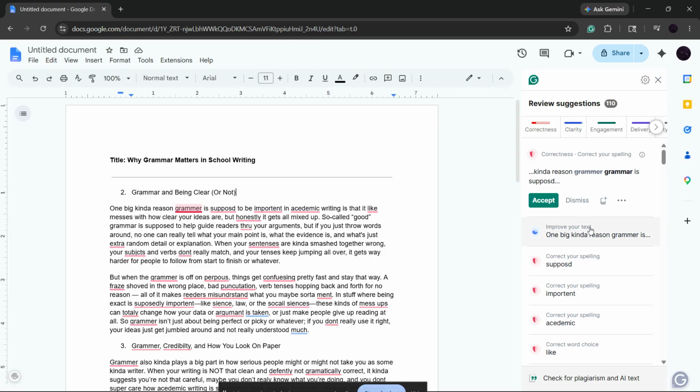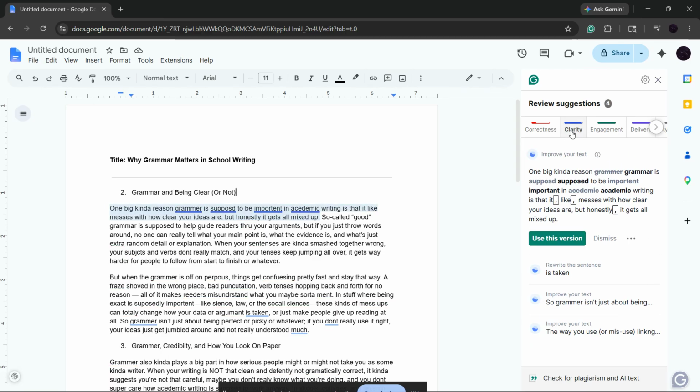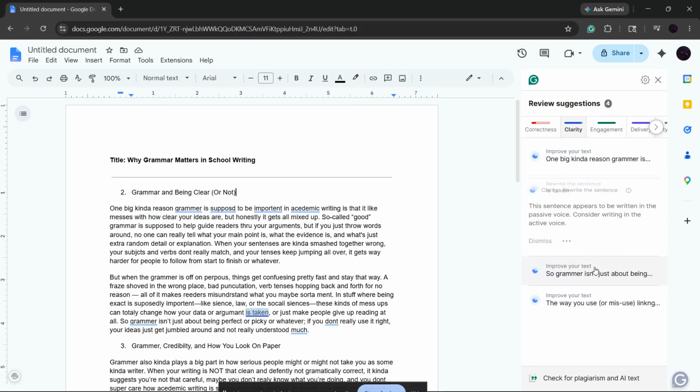Next is the blue underline. Blue represents clarity. This does not always mean your writing is wrong, but it often means your sentence could be worded better. Grammarly uses blue suggestions when a phrase is awkward, too long, or wordy. The goal here is to help you make your writing more concise and easier to read. So if Grammarly gives you a blue underline, it is often suggesting a smoother or more direct way to say the same thing. Then we have the green underline.